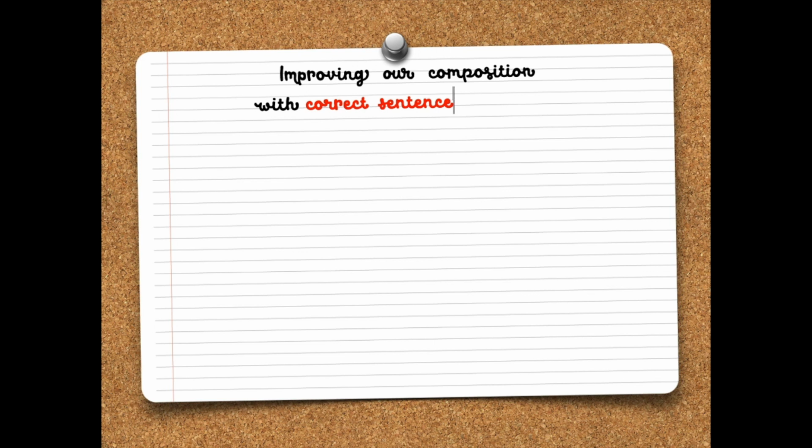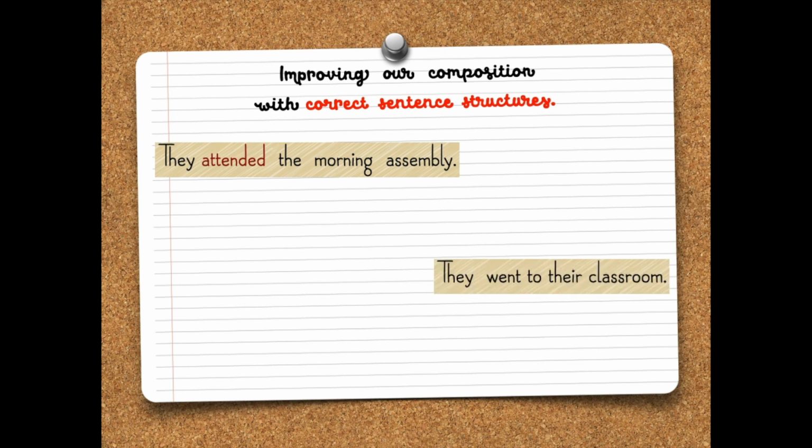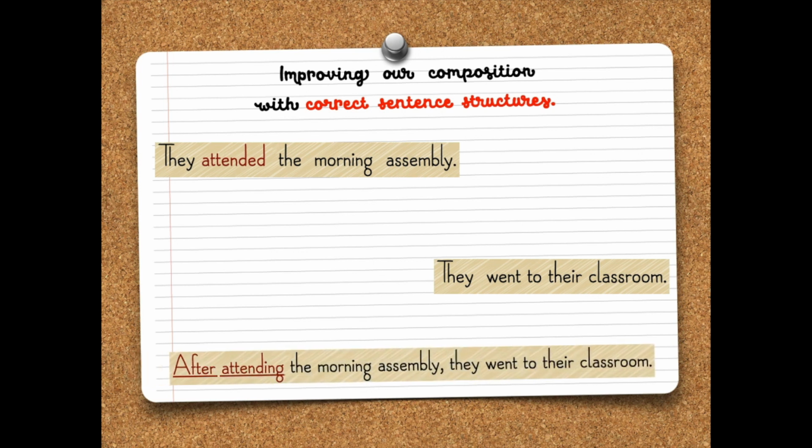Let us see another example. They attended the morning assembly. They went to their classroom. So, think. Well, the answer is, after attending the morning assembly, they went to their classroom. Of course, I'm sure you've guessed that attending is the present participle of the verb to attend.